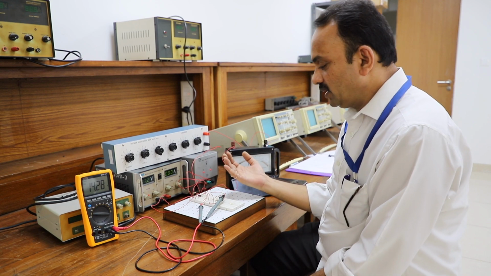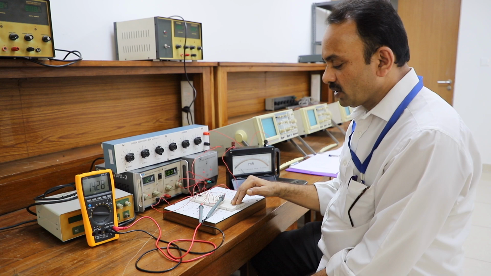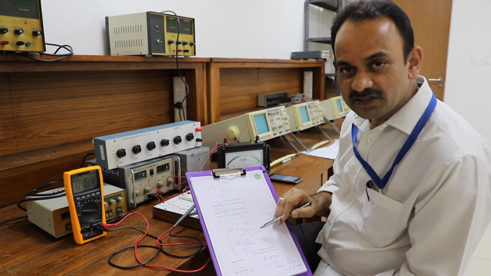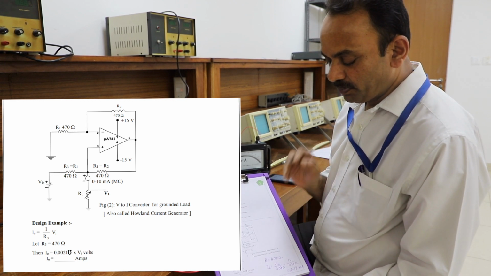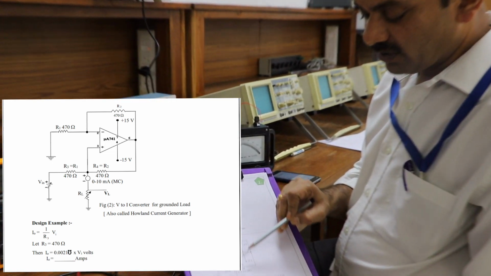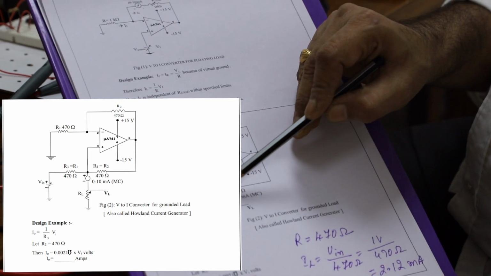So now let me take a little time to change the connection so that I can demonstrate the same circuit for a grounded load. So we'll move on to the second case of the voltage to current converter, also called the Howland current generator. As you can see, we are applying the input voltage here and all the resistors are required to be equal. So we get a current IL which is equal to VI by R.